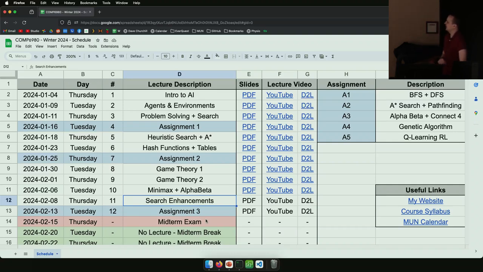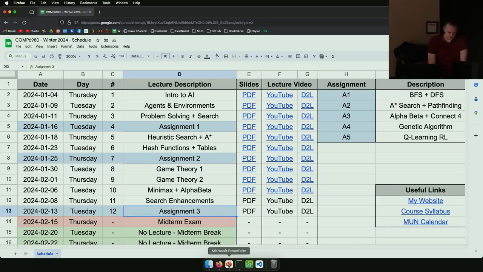I'm going to make a D2L post about the exam, what you can expect to find on it. But basically, if it's in the slides or it's in an assignment up to the exam, so that includes up to and including assignment 3, that's the content that's on the exam. So it's pretty easy. If it's in the slides, then it can be a question. If it's not, then it can't be a question.